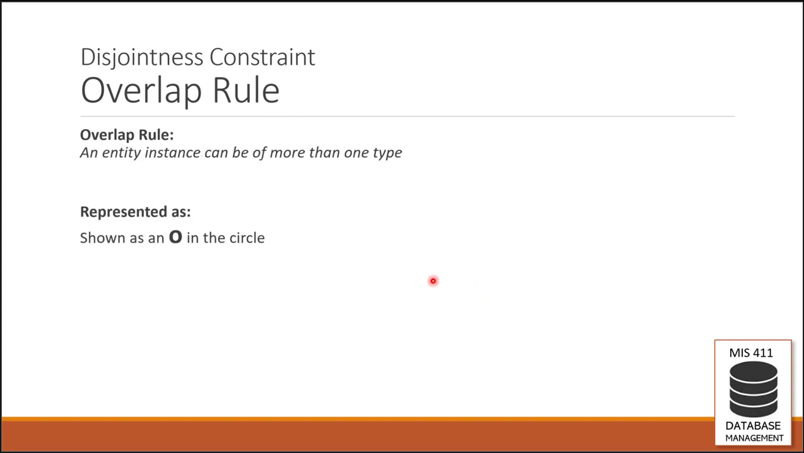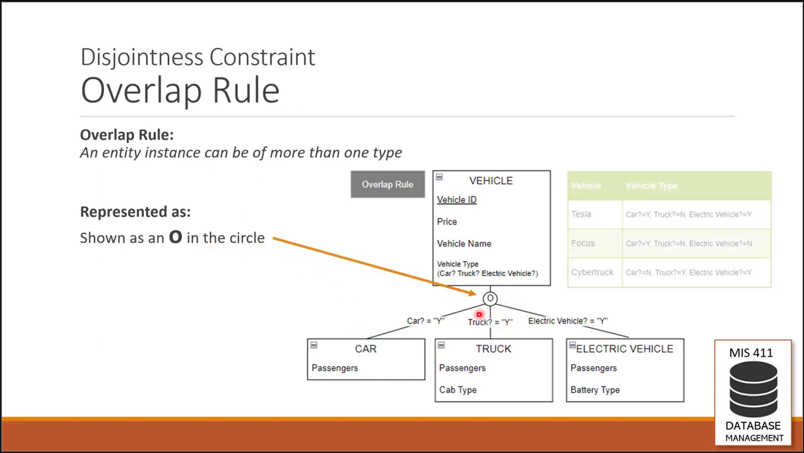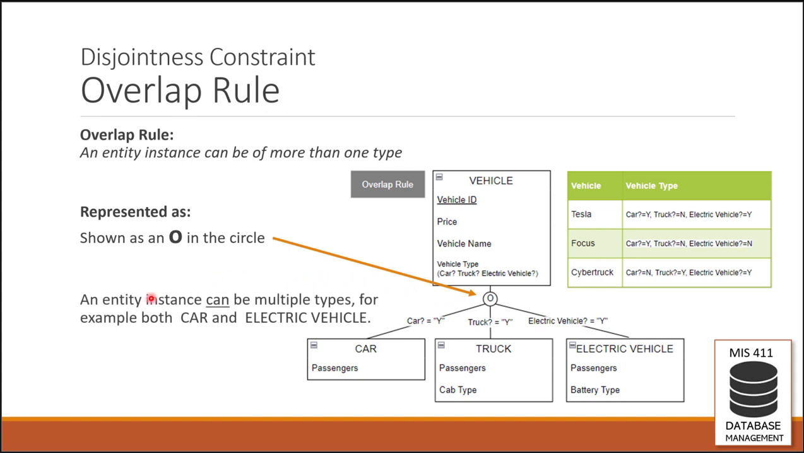So an example of the overlap rule. Again, we're using the same kind of example with a vehicle, car, truck, and electric vehicle. But here you can see, instead of using a motorcycle, now we have electric vehicle, right? And so what can we say? We can say that the O represents that this is an overlap rule, right? And an entity instance can be multiple types. So for instance, you might have a Tesla, right? It is an electric vehicle, but it is also a car, right? So the overlap rule means you can overlap subtypes. I can be both at the same time. And again, this is a discriminator. We'll be coming back to this in a couple slides.